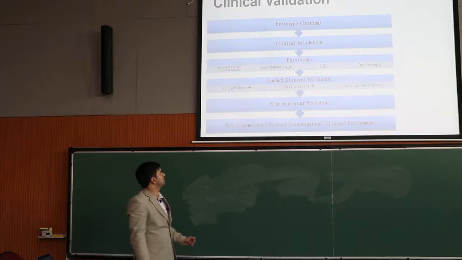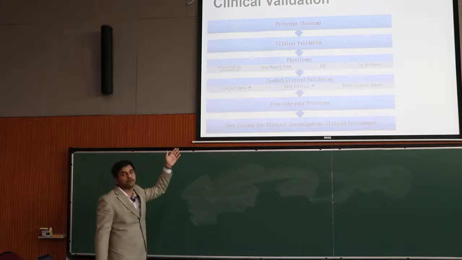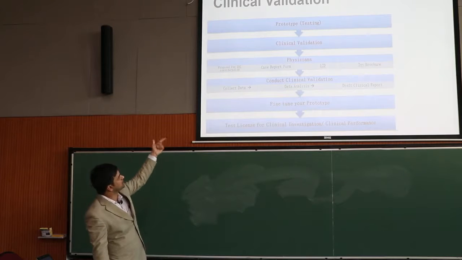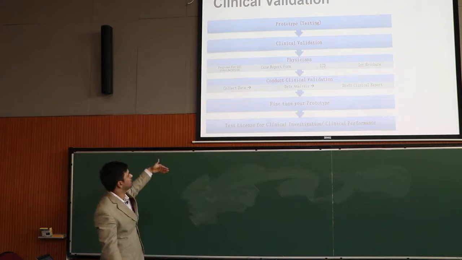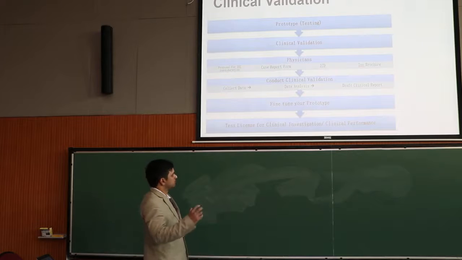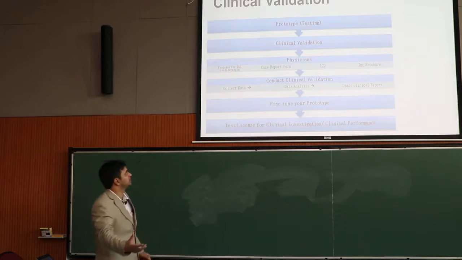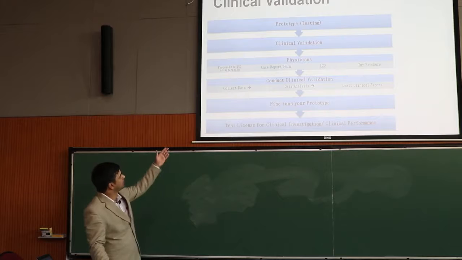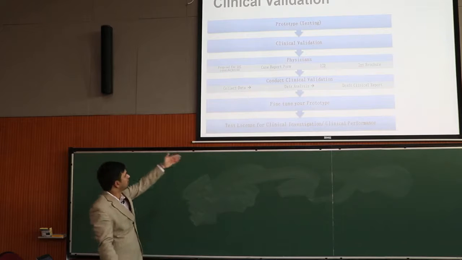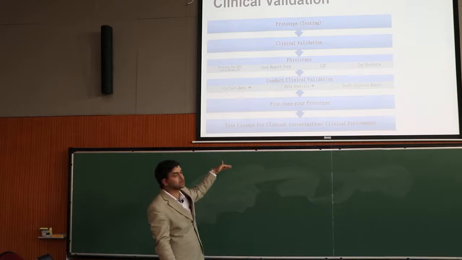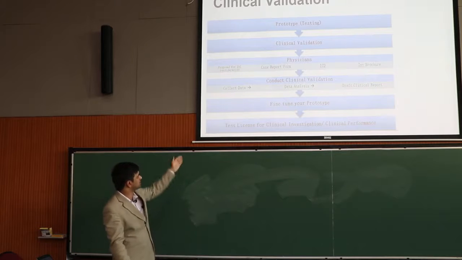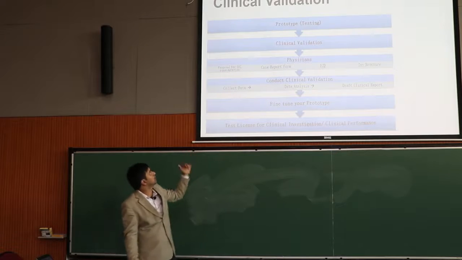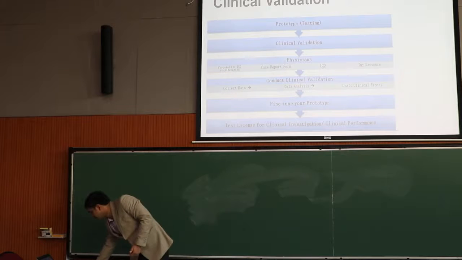So for clinical validation, you would look at the prototype, you test the prototype, and you do clinical validation. You go to physicians and you get the case report, and you get all the data, like the patients and what clinical outcomes they are measuring. You would do a data analysis, and fine tune your prototype if there is something that is not working out, and then you would go for a clinical test license for clinical investigation. So these are the clinical validation stages.